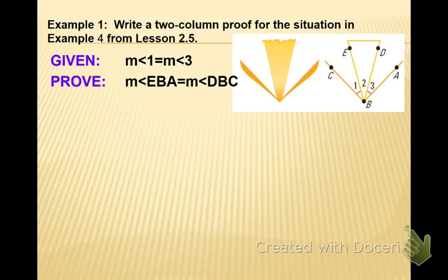We're going to do a two-column proof. So here we are given angle 1 is congruent to angle 3. We're going to prove that EBA is congruent to DBC. So I would look in my picture and see where EBA is. EBA is this angle, and DBC is this angle. So we're going to end up showing that those two angles are congruent.